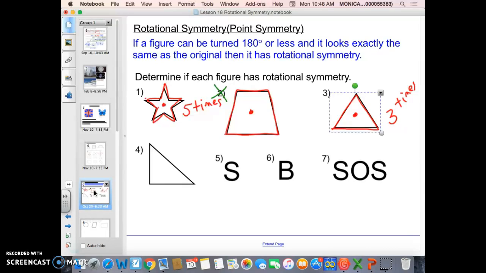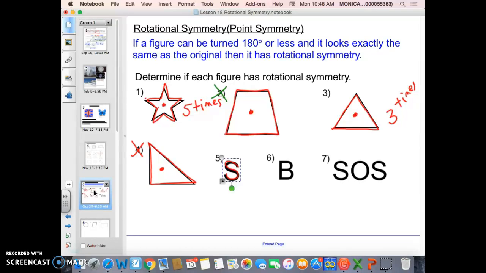Let's go ahead and try number 4. Put your point in the middle. You can see, nope, that's not going to land. Nope. So this one does not have rotational symmetry. This one's interesting. Let's see if the S has rotational symmetry. Look at that. It does, because it's 180 degrees or less.